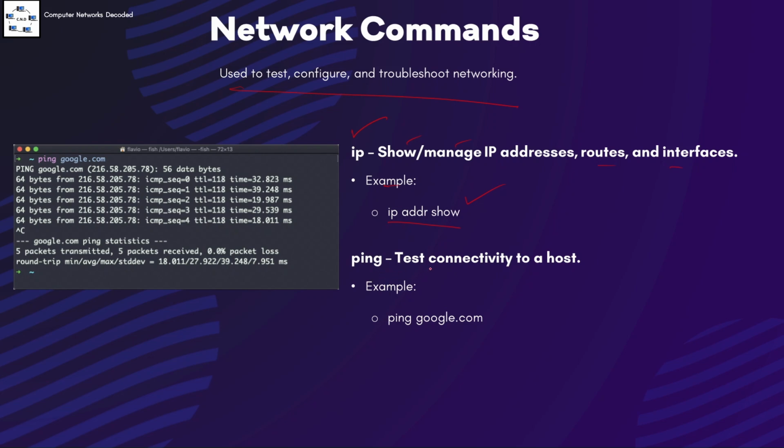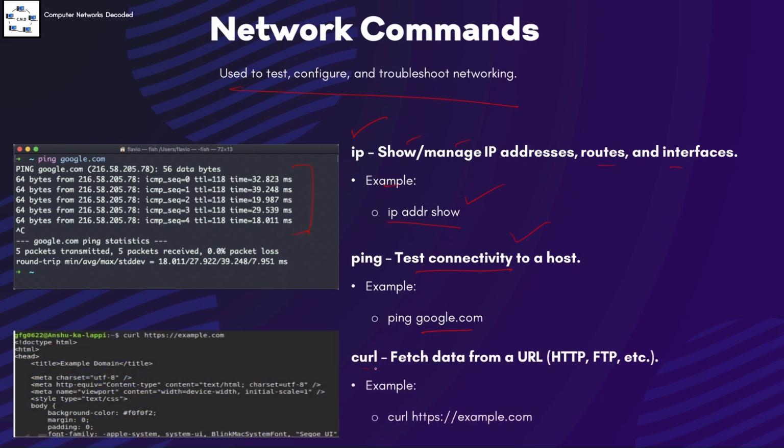Next is the popular ping command, which can be used to test connectivity to a host. For example, ping google.com, as we have used it over here. And next is curl, which can be used to fetch data from a URL, that is an HTTP or FTP URL. For example, curl https://example.com. This will retrieve the data from this URL header, such as we can see over here.